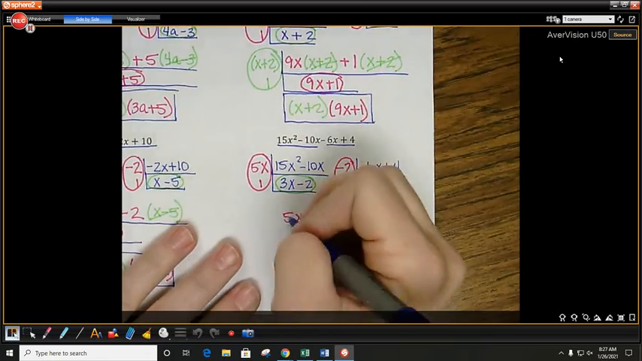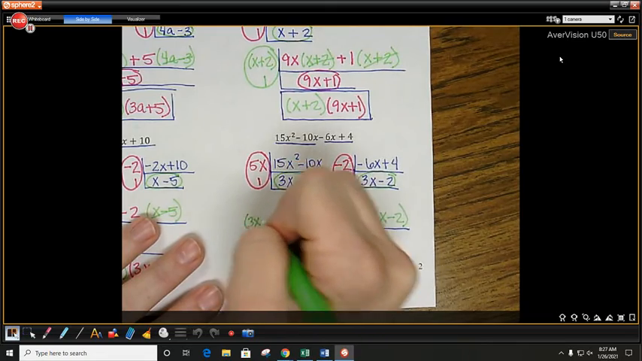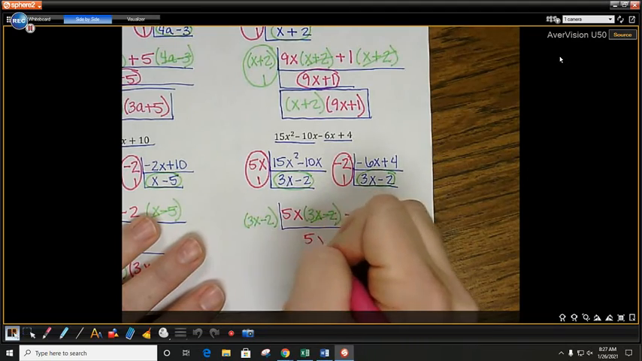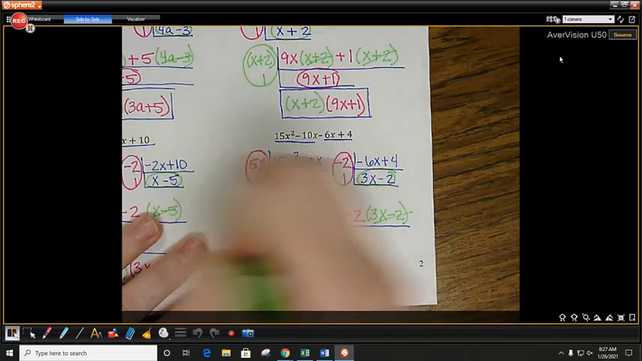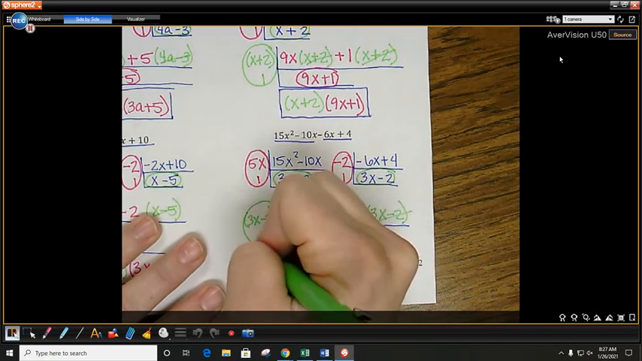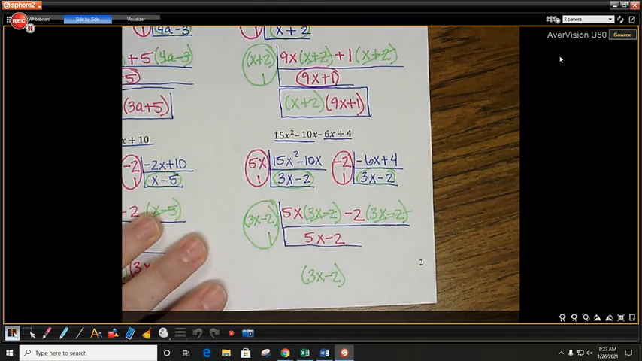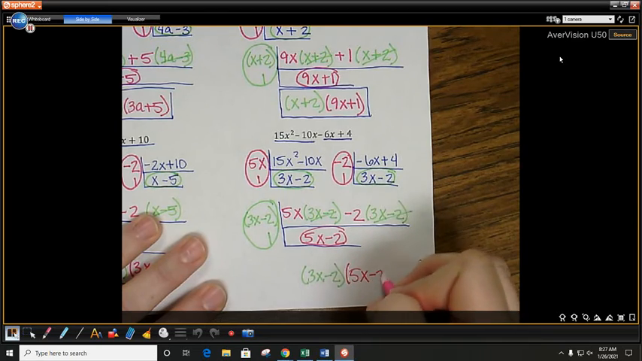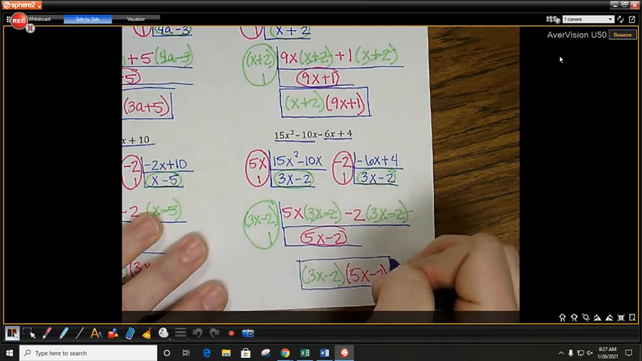Our parentheses match. So we get to take out our common binomial factor, 3x minus 2, gone, gone, and I'm left with 5x minus 2. My common factor is 1. There's nothing in common with 5x and negative 2 other than 1. So my GCF is 3x minus 2 times 5x minus 2. And we are all done.